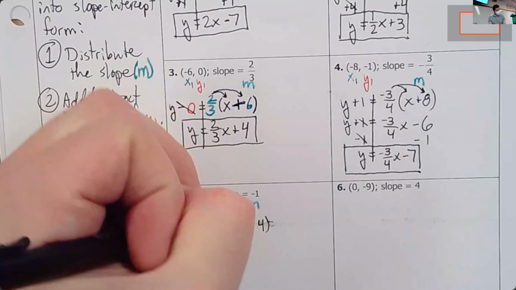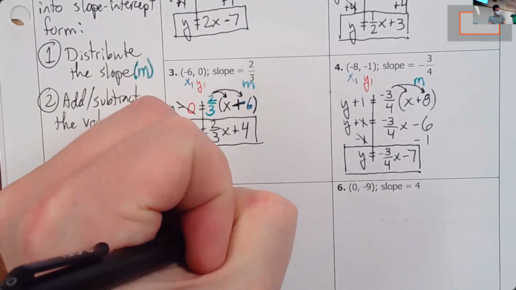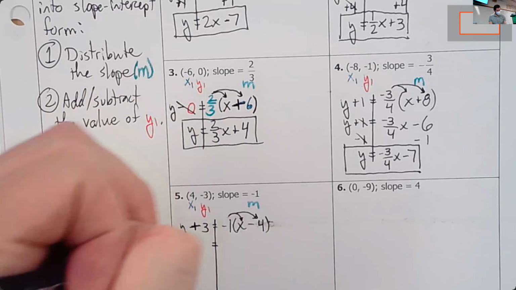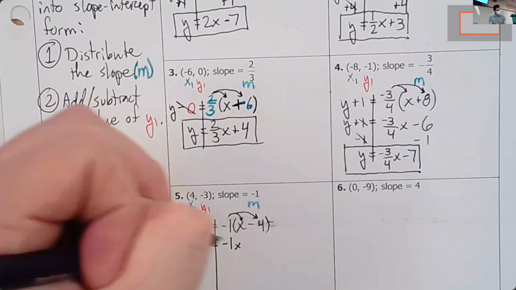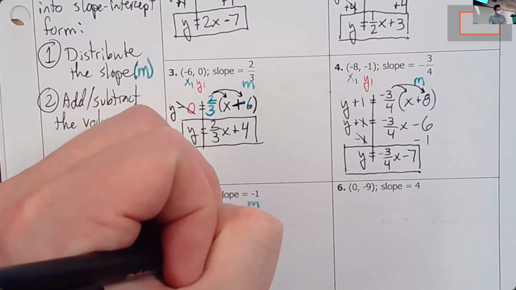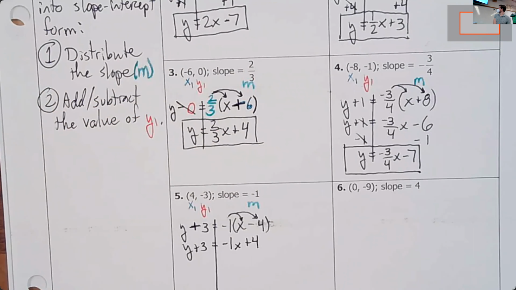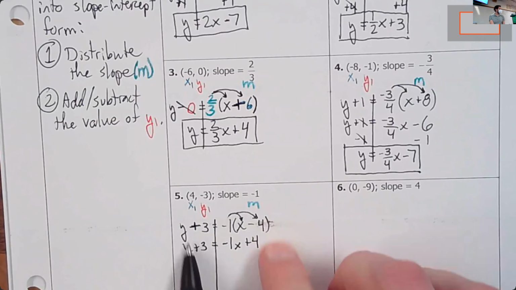So we'll distribute our -1. And so that'll be y plus 3, nothing changes on the left. And then we'll have -1x, -1 times -4 is +4. So that'll give us y plus 3 equals -1x plus 4. If you don't have this so far, make sure you have this written down now. If you need to make any changes, go ahead and make those changes.